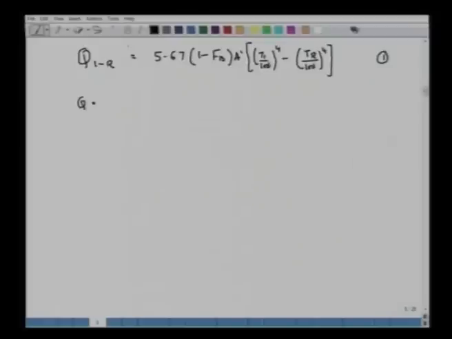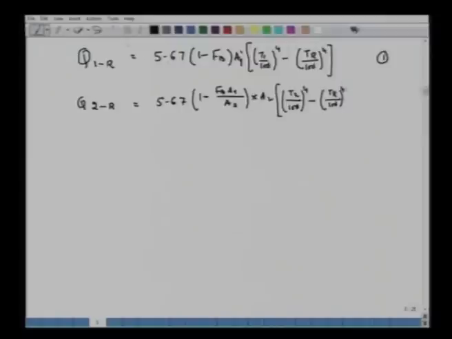Similarly, Q2 to R, that will be equal to 5.67 into 1 minus FB into A1 upon A2, into A2, this will be A1, into T2 upon 100 raised to the power 4 minus TR upon 100 raised to the power 4. Let us call this expression number 2.